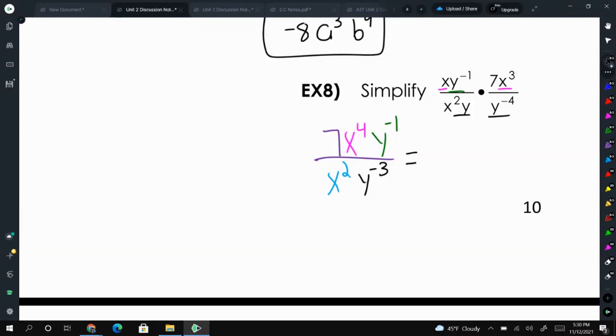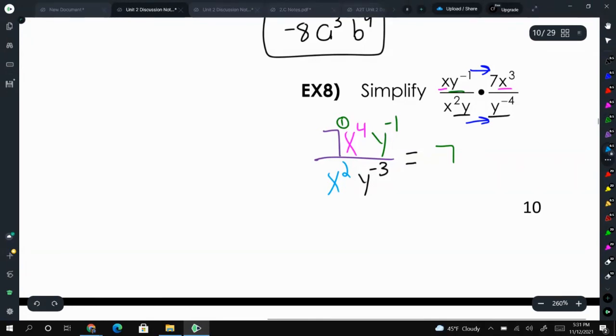Yes, I know there's a division symbol, a fraction bar in this problem. But my first step that I did was I multiplied the numerators together and the denominators together. Now I'm going to worry about the fraction. So 7 doesn't have a negative exponent. It has that invisible 1 up here. So 7 is going to stay at the top. Then I have x to the 4th over x squared. So take the exponents, 4 minus 2. That gives you 2.